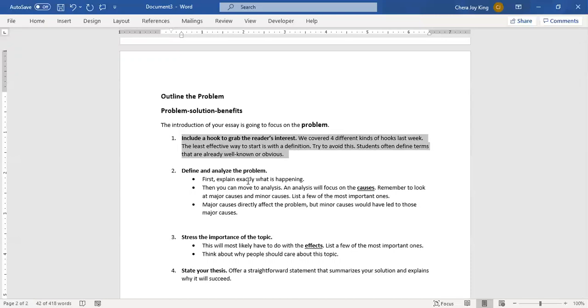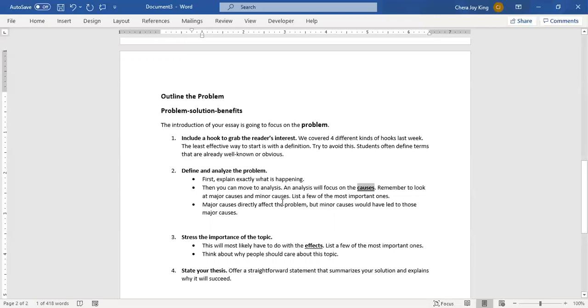What exactly prompted you to want to solve this issue? What is the main problem that's causing all of this? Then you can start to analyze that problem. And analysis will usually focus on causes. Our textbook, I don't think you have this chapter, starts with a concept map that has the problem in the center, and then you can make little spokes off of it that have to do with causes. But remember to look for major causes and minor causes.